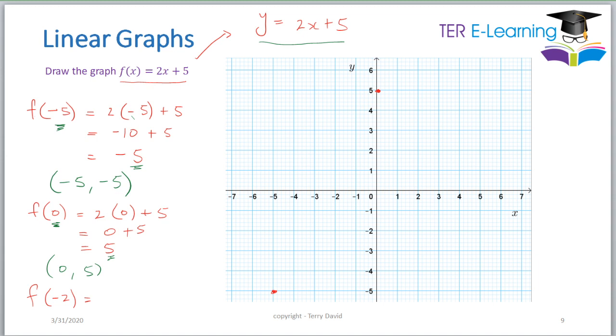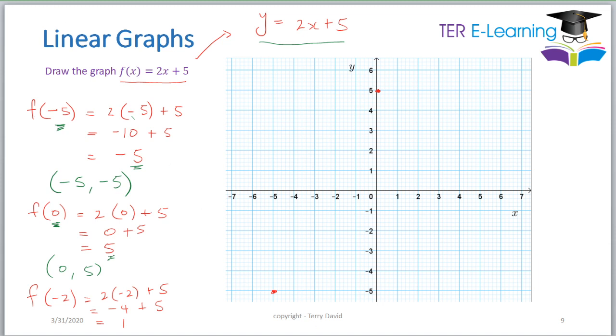Okay, so seeing different answers here. I see 1, I see somebody get 9. Now f of minus 2, all we need to do, we're going to substitute into the same equation here, which is 2 multiplied by minus 2 plus 5. 2 multiplied by minus 2 gives me minus 4 plus 5, which gives me 1. So you should get 1.